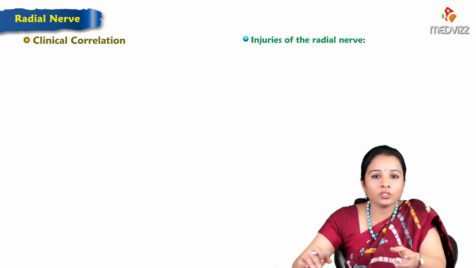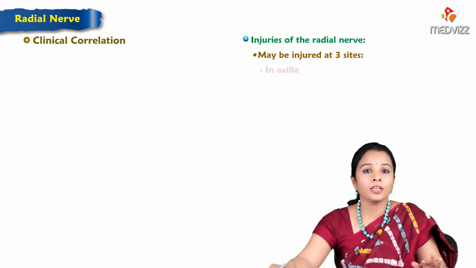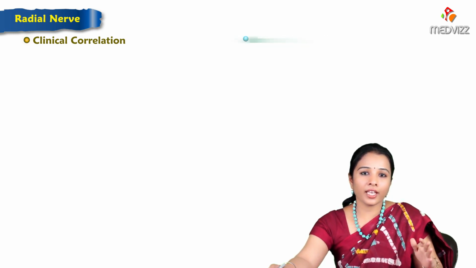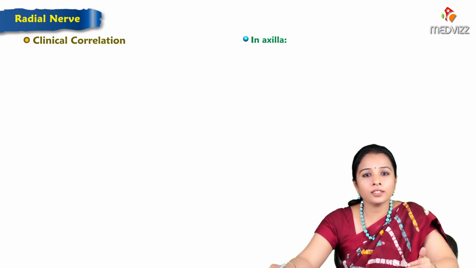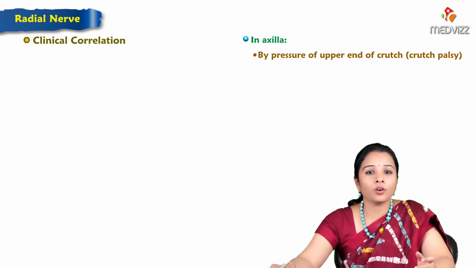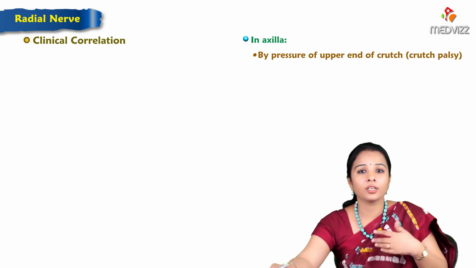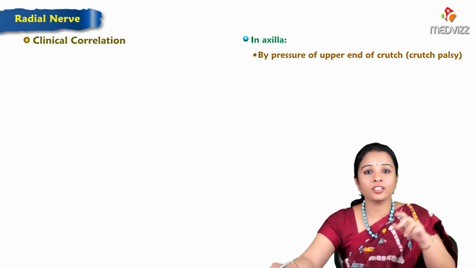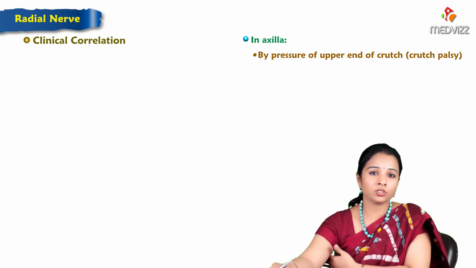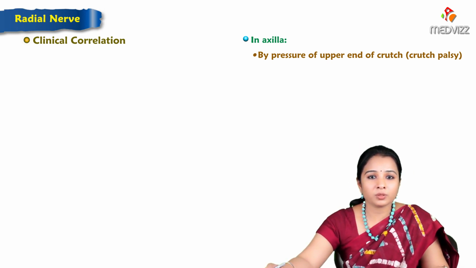So let's see the injuries of the radial nerve. Injuries of the radial nerve you can divide into 3 parts, that is in the axilla, in the spiral groove, at the elbow. Okay, so first one in the axilla. In the axilla, the radial nerve may be injured by the pressure of the upper end of the crutch, that is called crutch palsy. So people who don't have one limb use crutches to walk. So when they keep the crutch under their underarm, at that time the radial nerve, because it is on the posterior side, may get compressed in the axilla. So that is called crutch palsy.